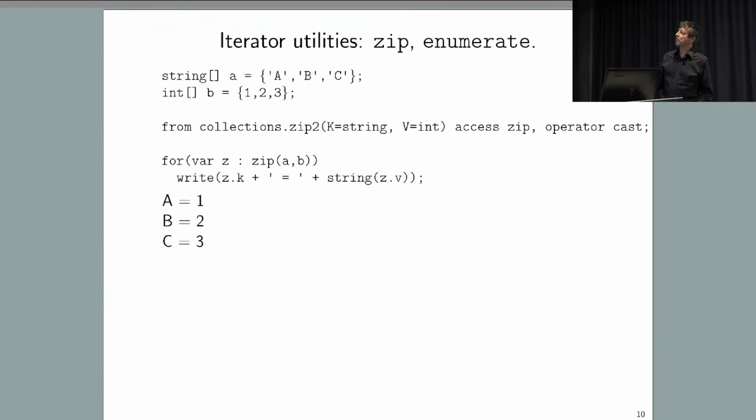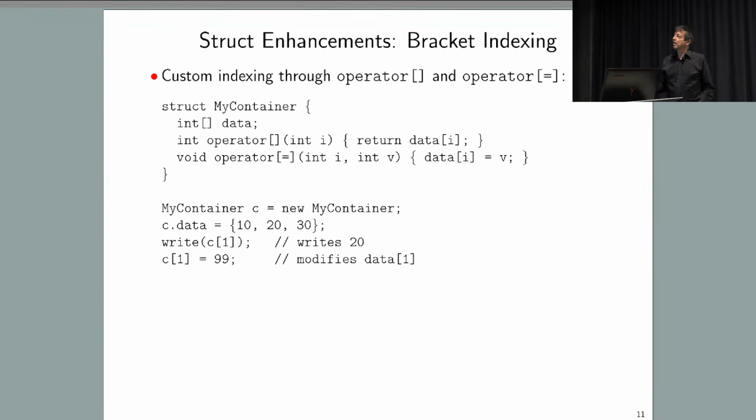Okay, so another thing. There are some iterator utilities, zip and enumerate. Here's an example of how you use zip. It just allows you, like a zipper, to join A with 1 and B with 2 and C with 3. And so we write them out here. So basically, it's another way of doing key value pairs. But you can combine any 2 arrays this way. You can zip them together of the same type or different types.